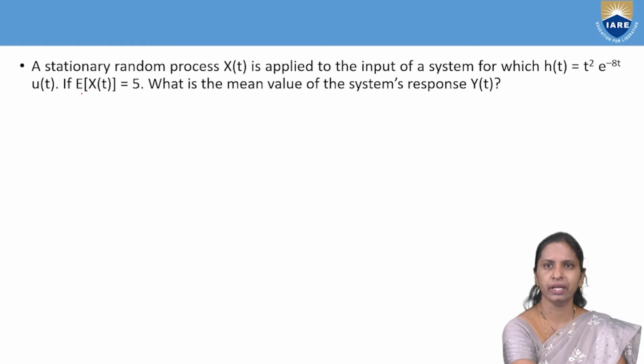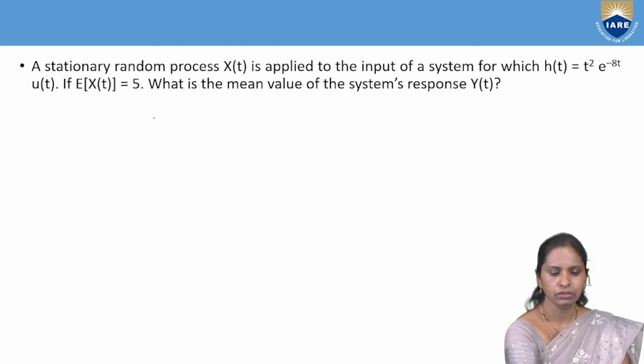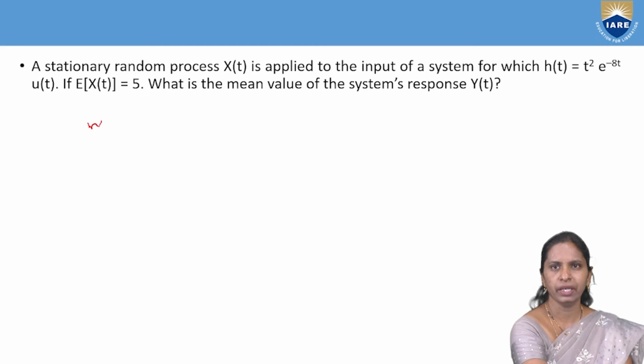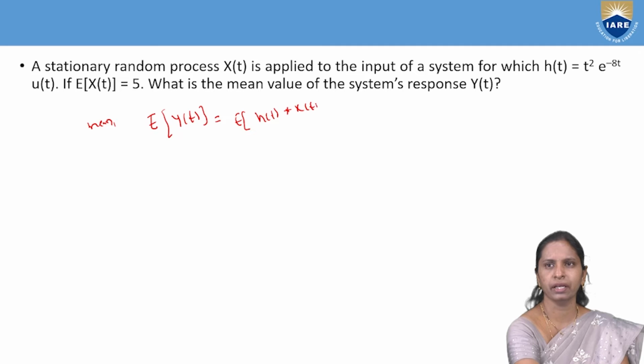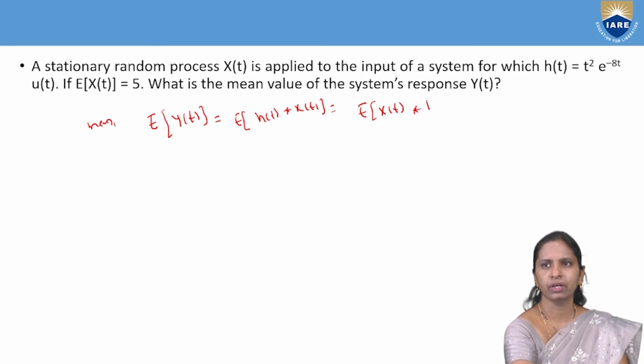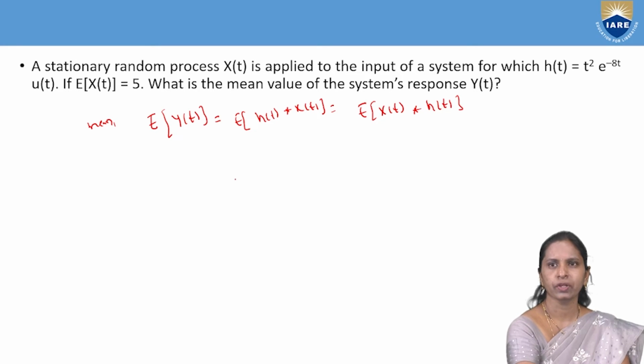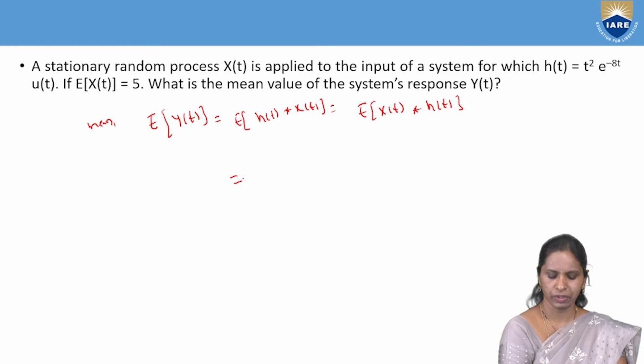Next, they are given that the mean of the random process x of t is equal to 5. Then what is the mean value of the system's response y of t? So what is the mean value of the response of the system? Nothing but E of y of t, which is equal to E of h of t convolution x of t, or else you can write this as E of x of t convolution h of t. So we have already derived this equation. What is the equation we got?